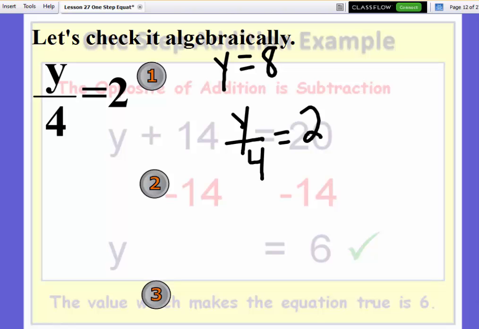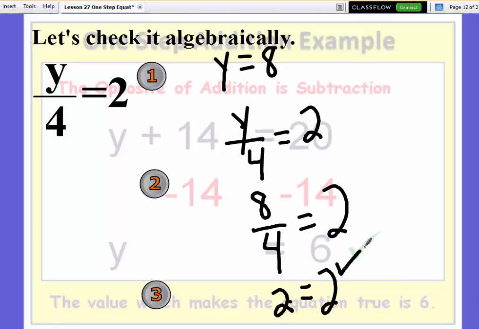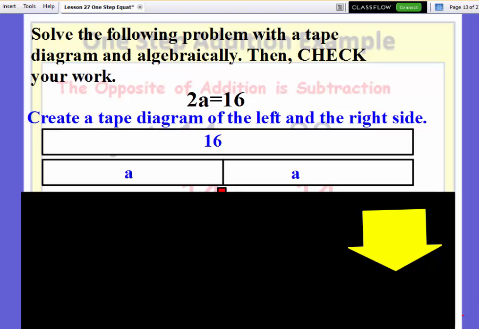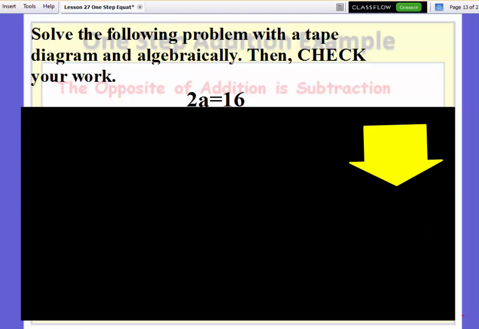I substitute in 8, the same value as y, so I put 8 in for y. And then I check: what is 8 divided by 4? Well, 8 divided by 4 is 2. Does 2 equal 2? Yes, it does. My answer is correct.